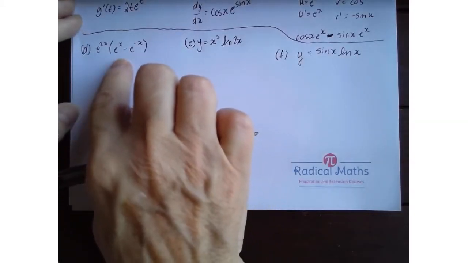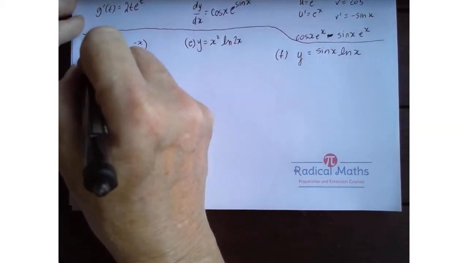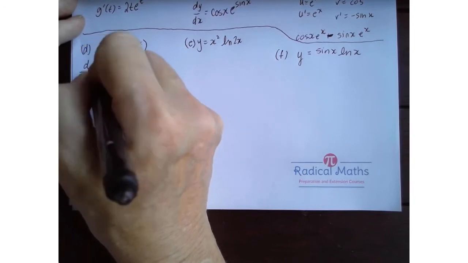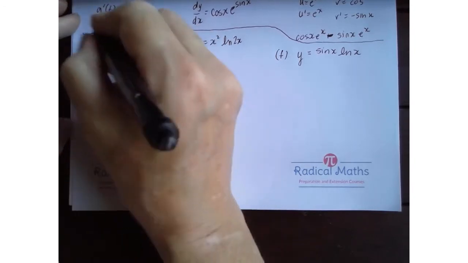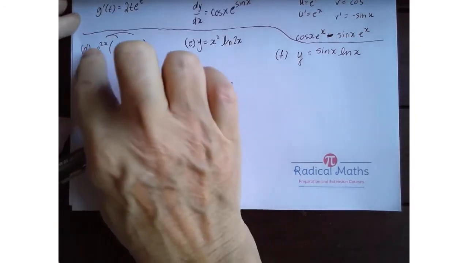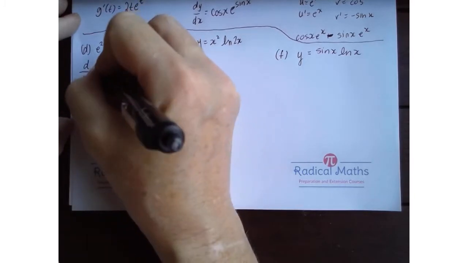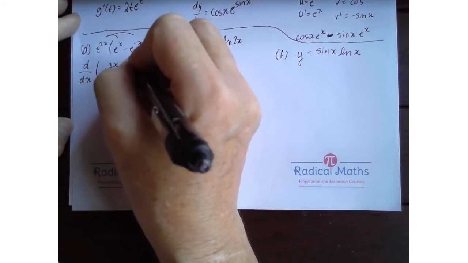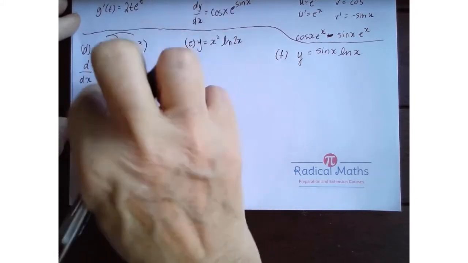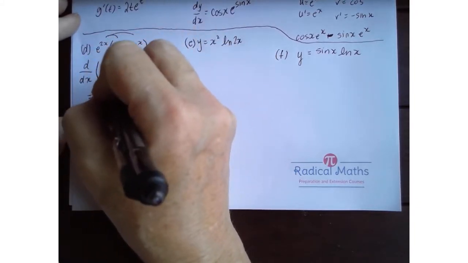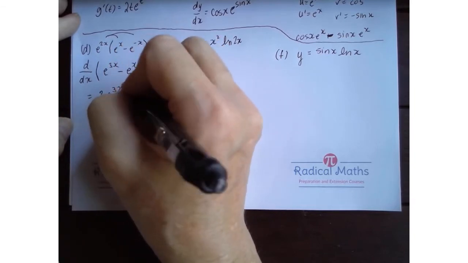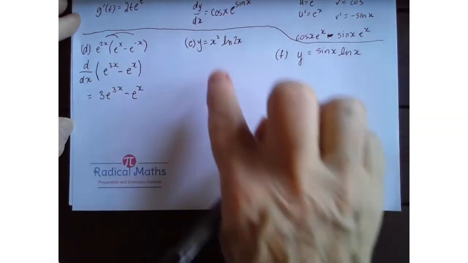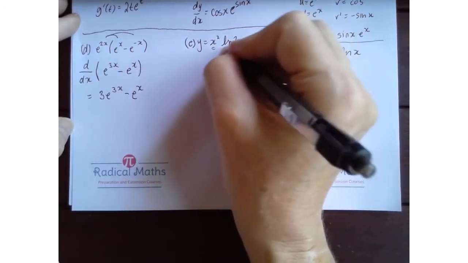In this problem, I chose to say, okay, I'm going to find the derivative with respect to x, so that's the proper way to write it. And I expanded this because I know that when you multiply like bases, you just add their exponents. So that was e to the 3x minus e to the x. So it made it really easy. And then I just took the derivative of each term. So that's 3e to the 3x minus e to the x. Super easy.